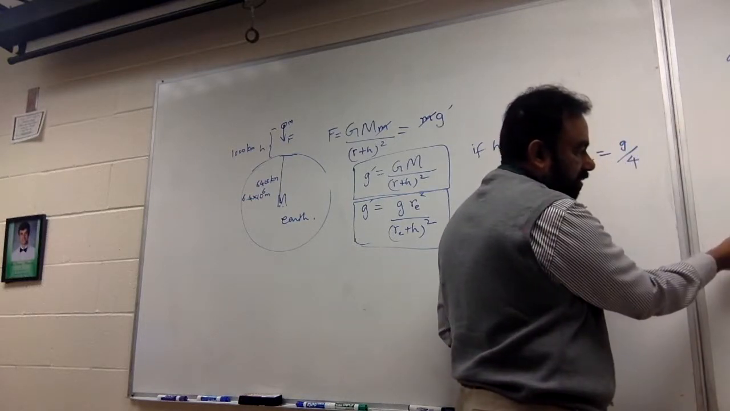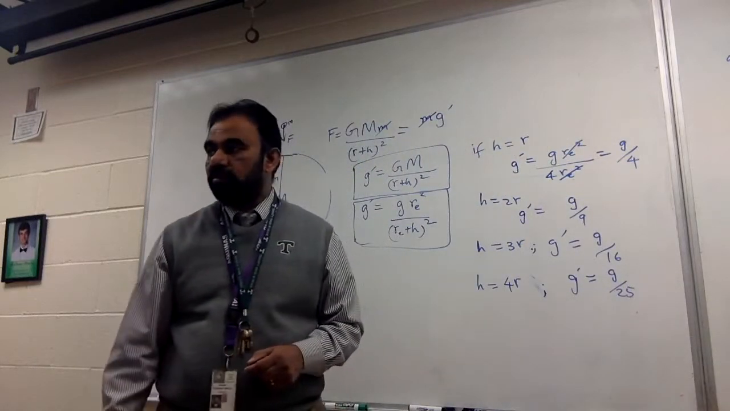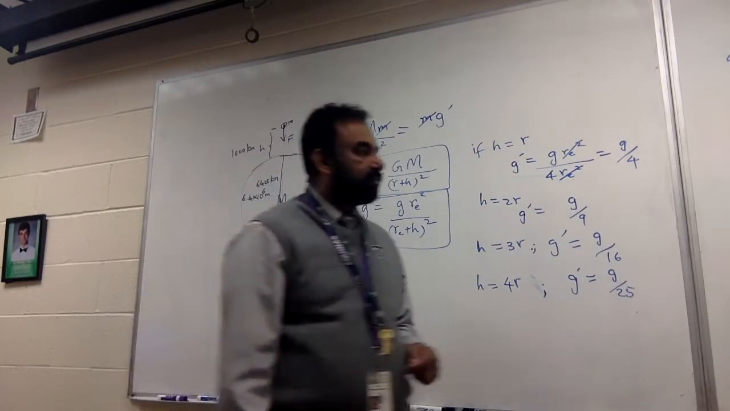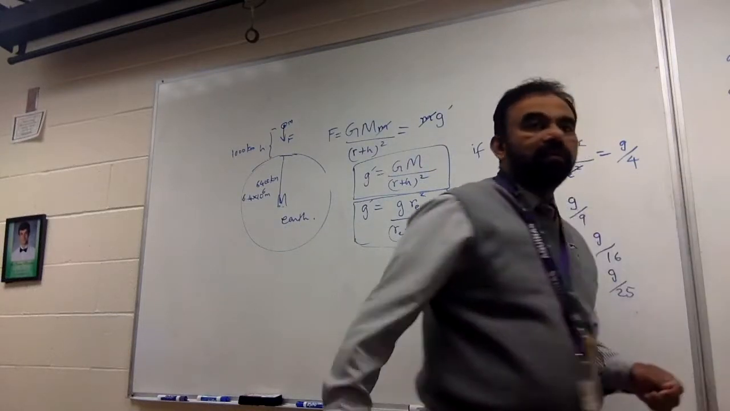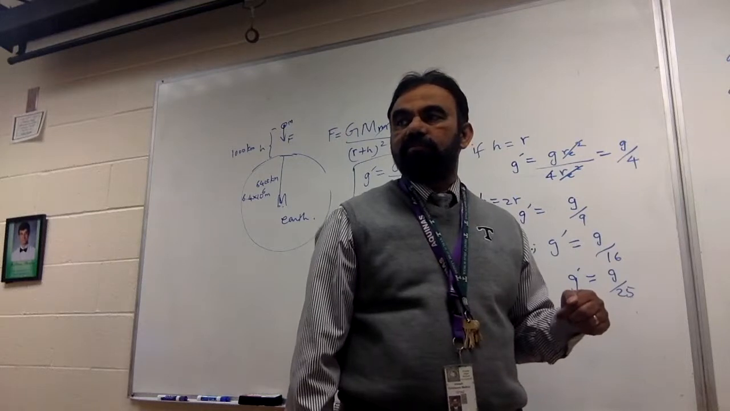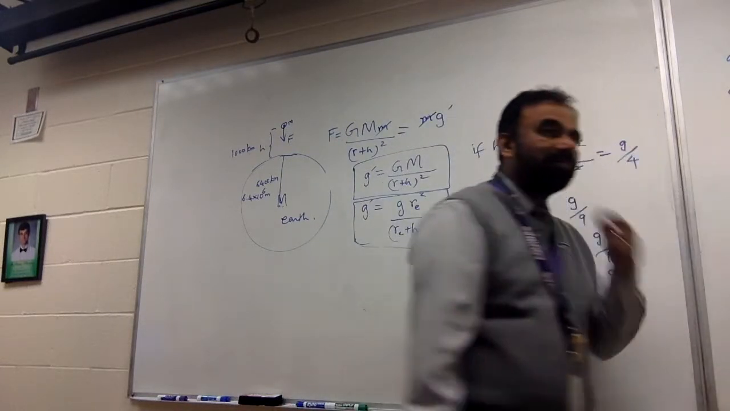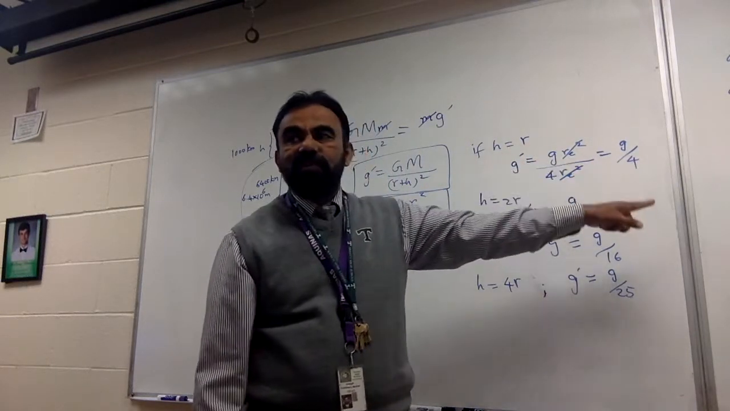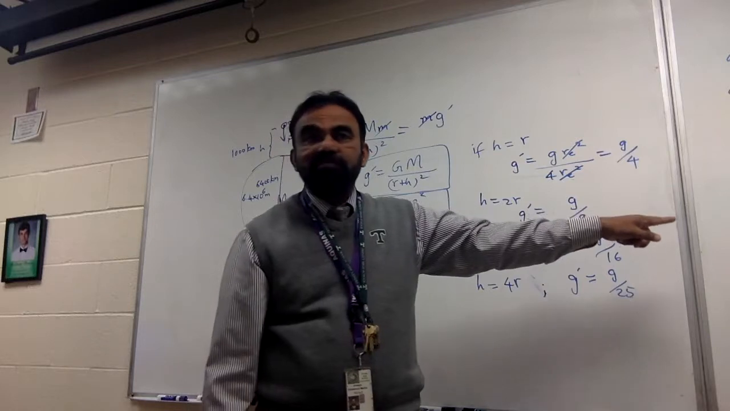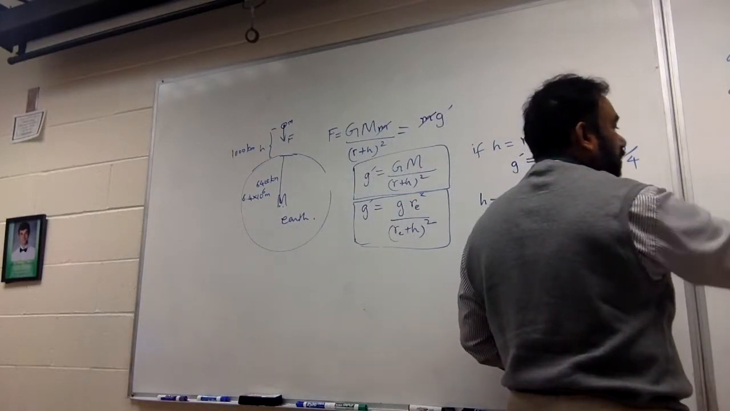And this is the surface. Zero height means you're on the surface. So on the surface, what's the value of acceleration due to gravity? 9.8. What if you go to a height of 1 radius? What's the value of acceleration due to gravity there? It's a fourth of 9.8.